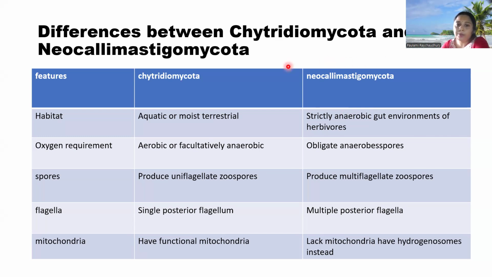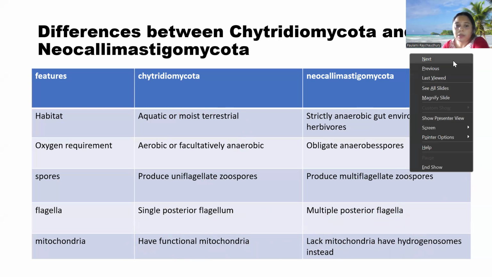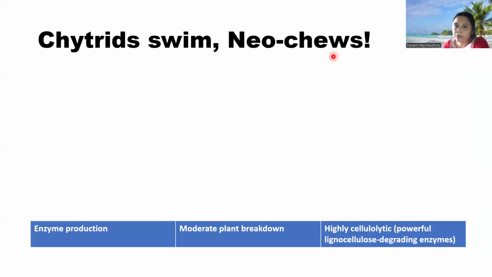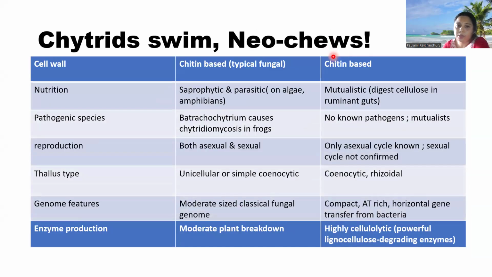Spores: Chytridomycota produce uniflagellate spores, and Neokalimysticomycota produce multiflagellate spores. Flagella: Chytridomycota have a single posterior flagellum, Neokalimysticomycota have multiple posterior flagella. Mitochondria: Chytridomycota have functional mitochondria, whereas Neokalimysticomycota lack mitochondria. They have hydrogenosomes instead. So chytrids swim, but Neo chews.